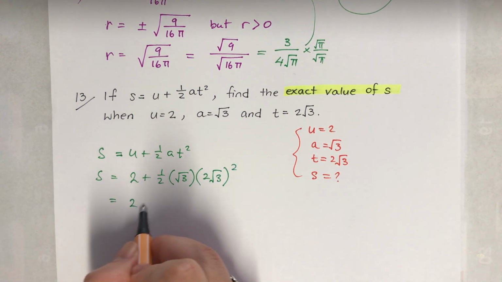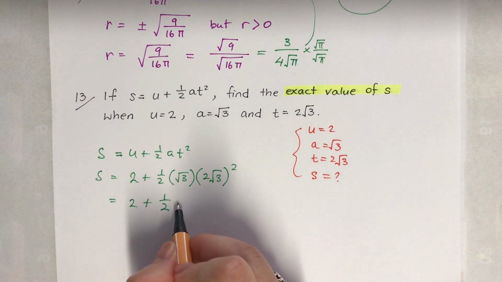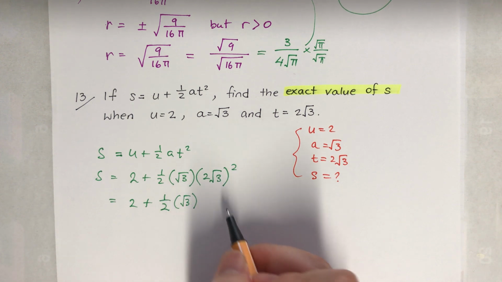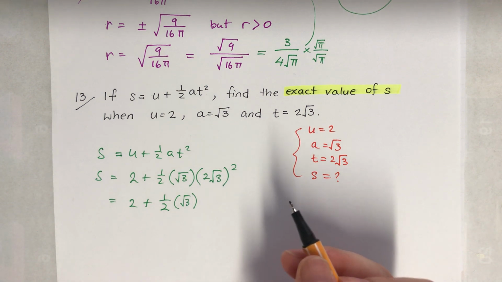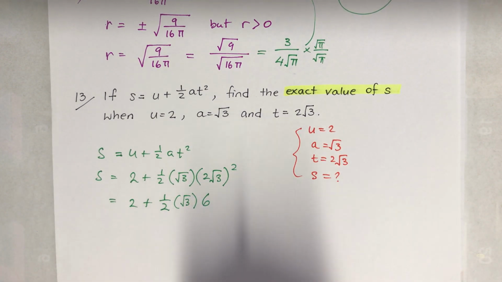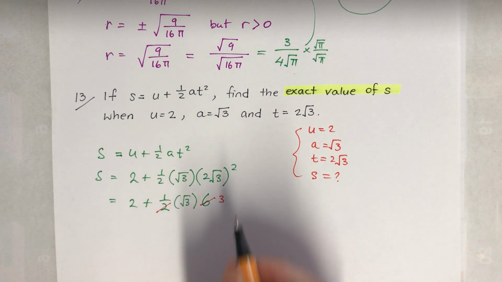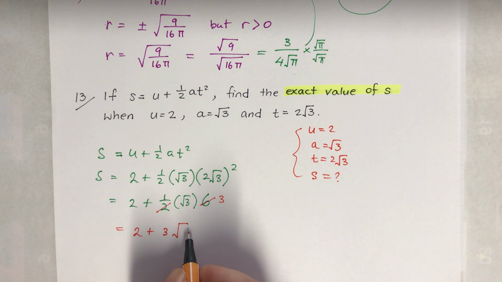Okay, half. So what happens here? So root 3 stays there. Now it's 2 times 2 times 3. Can you see that? 2 times 2 times 3. If you can, that's fantastic. If you can't, practice more. Okay, so that would be 2 plus 3 root 3.